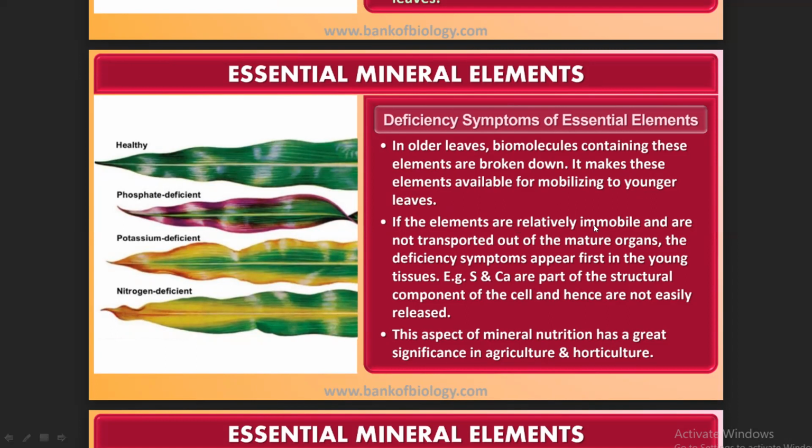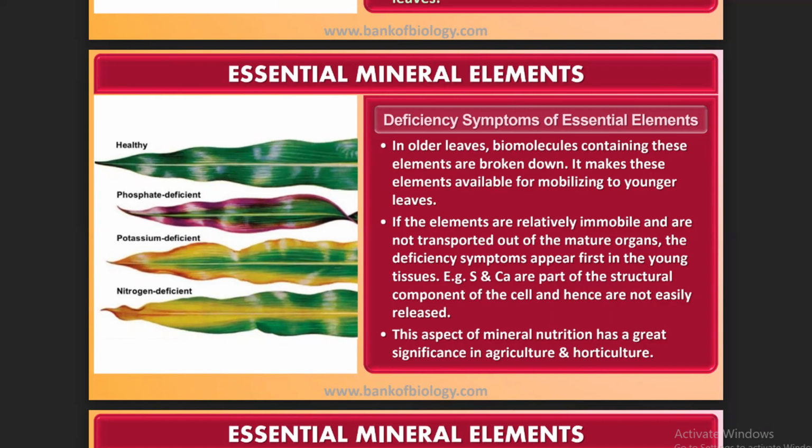If the elements are relatively immobile, if the element cannot move and is not transported out of mature organs, the deficiency symptoms appear in young leaves. If the element is less mobile, if it is not moving out from the older stem, see, roots will come in contact first with the older parts. Then as it goes up, on top the parts are young. At the base they are old. So that is what is happening here.